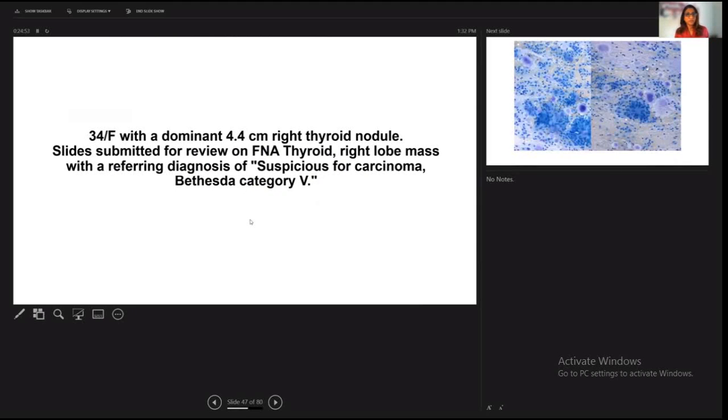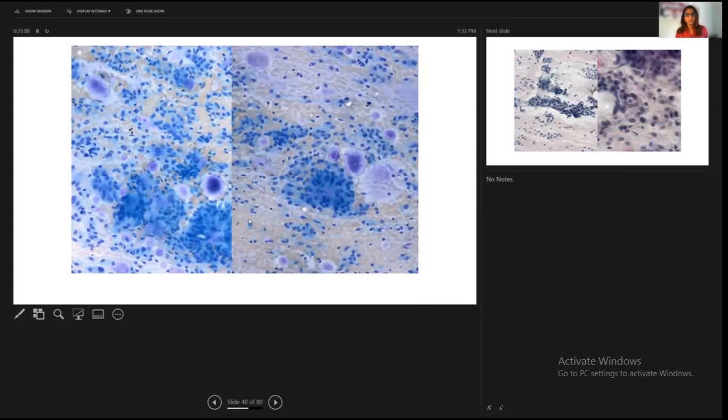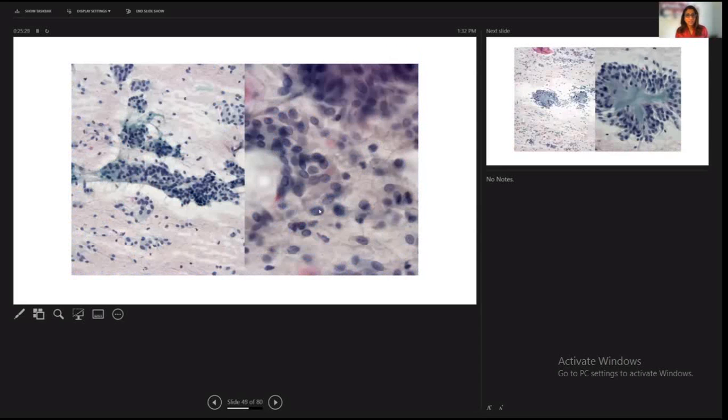So this is another case of a 34-year-old female with a dominant 4.4 cm right thyroid nodule. And these slides were submitted from an outside institution with a referring diagnosis of Bethesda 5 category, suspicious for carcinoma. And this is our aspirate, again, fairly cellular. So once I see this amount of cellularity, I'm going to put it in the neoplastic category. Some may argue, is this colloid or is this extracellular, metachromatic material? I think that is what it is because it has a really nice defined shape to it. So I don't think this is all colloid. It's just some extracellular material.